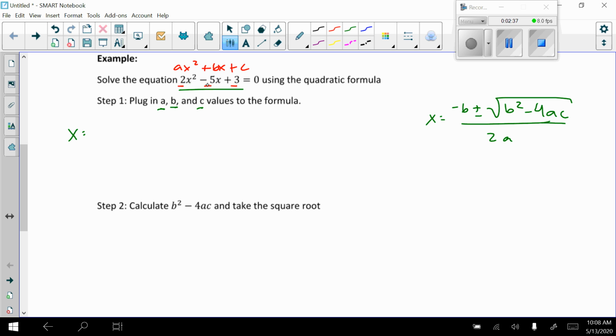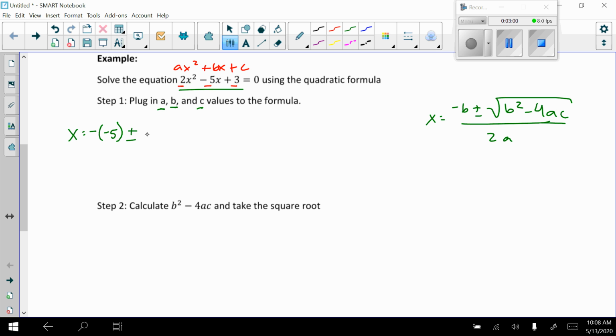Well, b in my equation is the middle number, and it's a negative 5. So I have to be careful here. This is going to be a double negative. It's negative b, but b is negative 5. So it's negative negative 5. Okay. And then I have plus or minus. I'll tell you what that means here in a second.